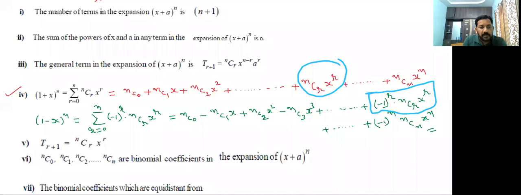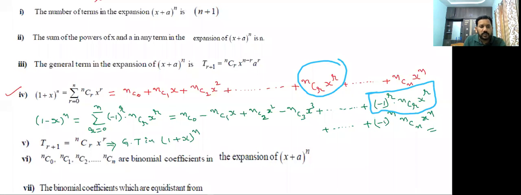So T(r plus 1) is equal to nCr into x power r. This is the general term in the (1 plus x) whole power n expansion. Yes or no, students? This is the general term in the (1 plus x) whole power n expansion.